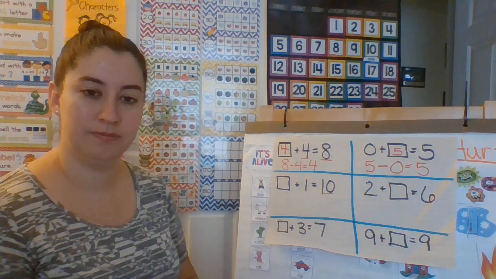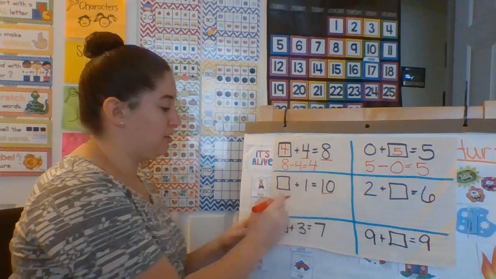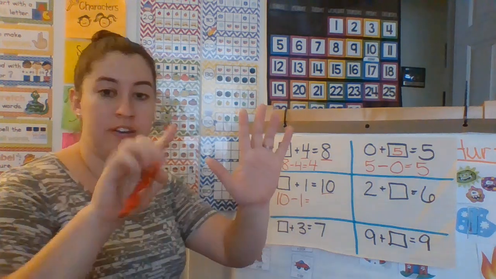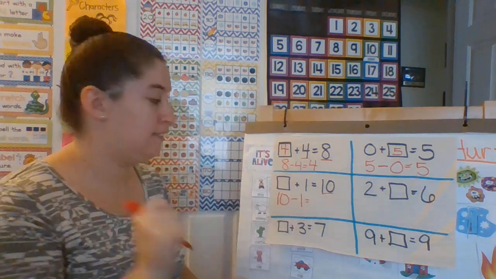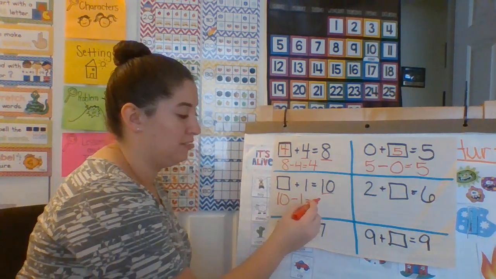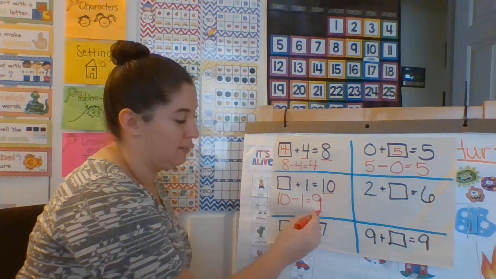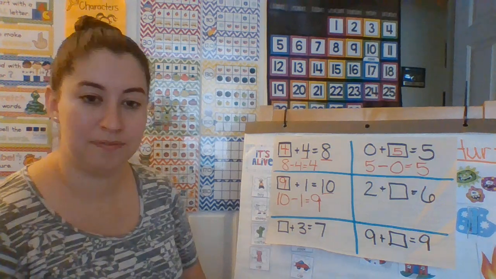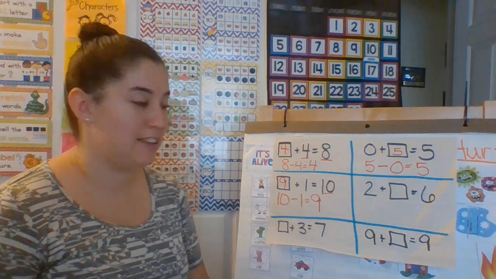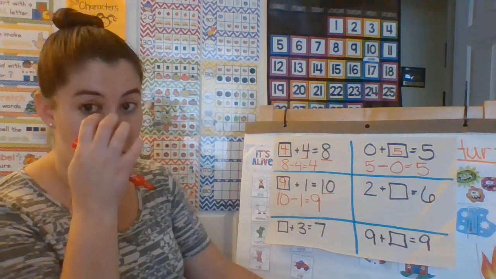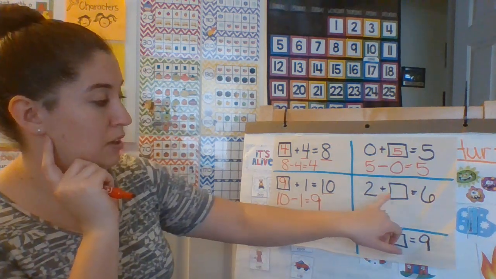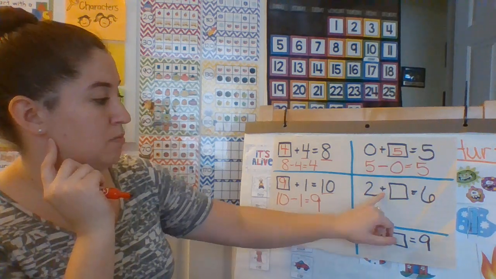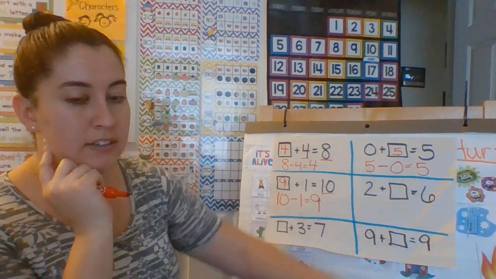Okay, so I started with 10. I made my group of 1, which took 1 away from my 10, leaving me 9. 9 is our correct answer there. Okay, let's move on to the next one. 2 plus what equals 6?